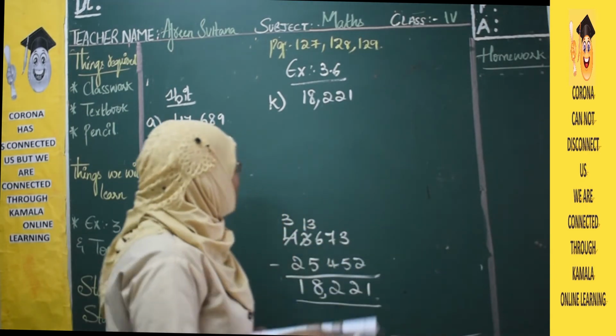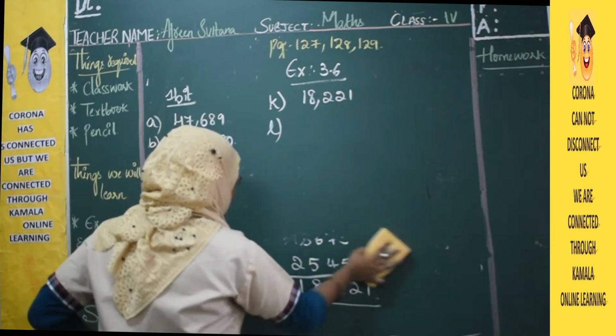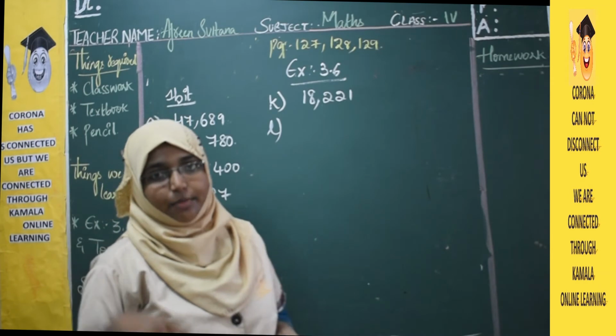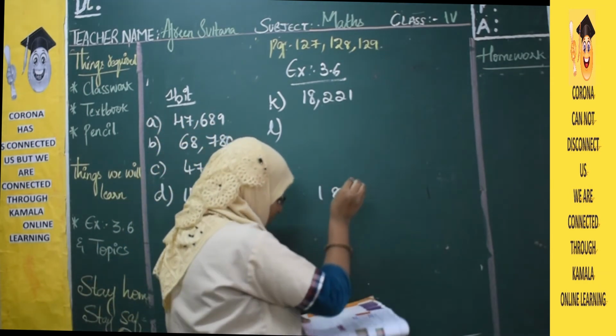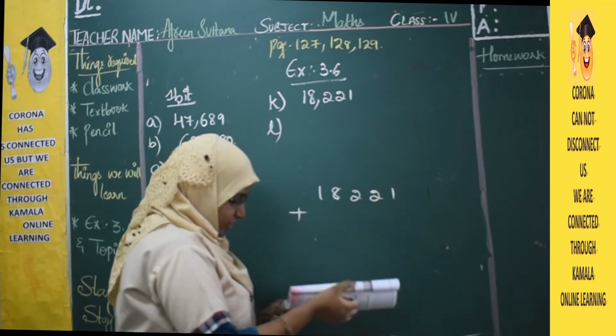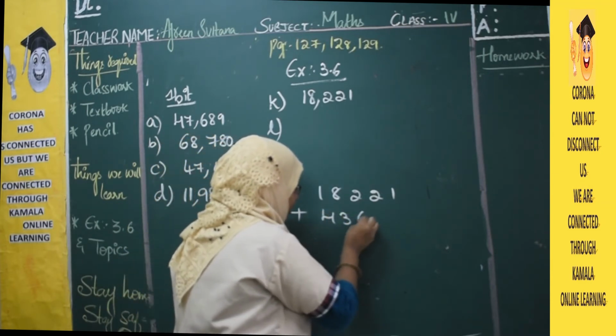L. See what is L here? Now what did they ask? Yes, the minuend. To find the minuend, we need to add subtrahend and difference. Let us see what is the subtrahend here. It is 18,221. We need to add the difference, that is 43,673.